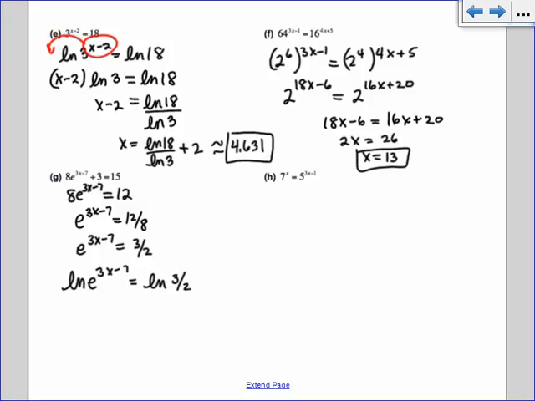And natural log and e cancel. So when you bring that 3x minus 7 to the front, natural log of e is 1. So you get 3x minus 7 equals natural log of 3 over 2. So your answer is going to be natural log of 3 over 2 plus 7, all over 3. Okay, and the reason I have you write it in this exact form is because that's how your multiple choice will be with logarithms. The multiple choice answers are going to be in the exact form. They're not going to be decimal answers. So you need to know how to move things around and simplify.